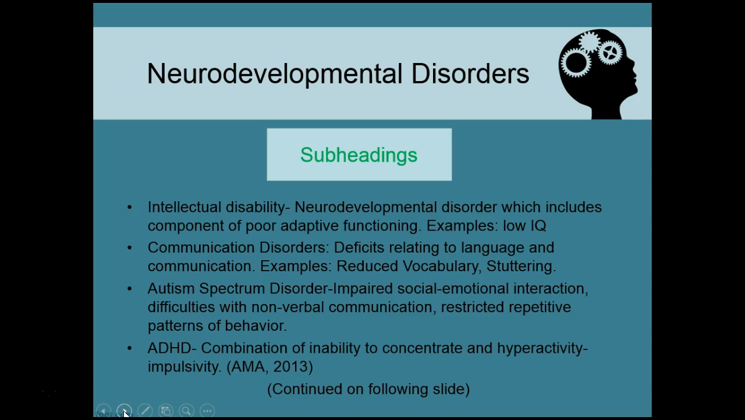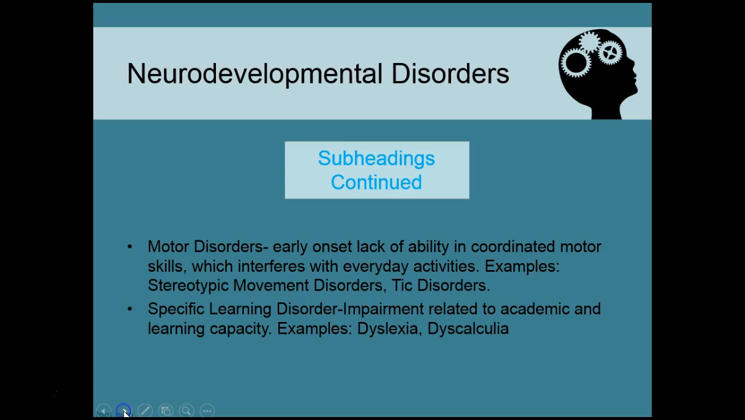Intellectual disability are neurodevelopmental disorders which include a component of poor adaptive functioning. Examples would include low IQ. Communication disorders have deficits relating to language and communication. An example may be reduced vocabulary or stuttering. Autism spectrum disorder involves impaired social emotional interaction, difficulties with nonverbal communication, and restricted repetitive patterns of behavior. ADHD involves a combination of inability to concentrate and hyperactivity impulsivity.